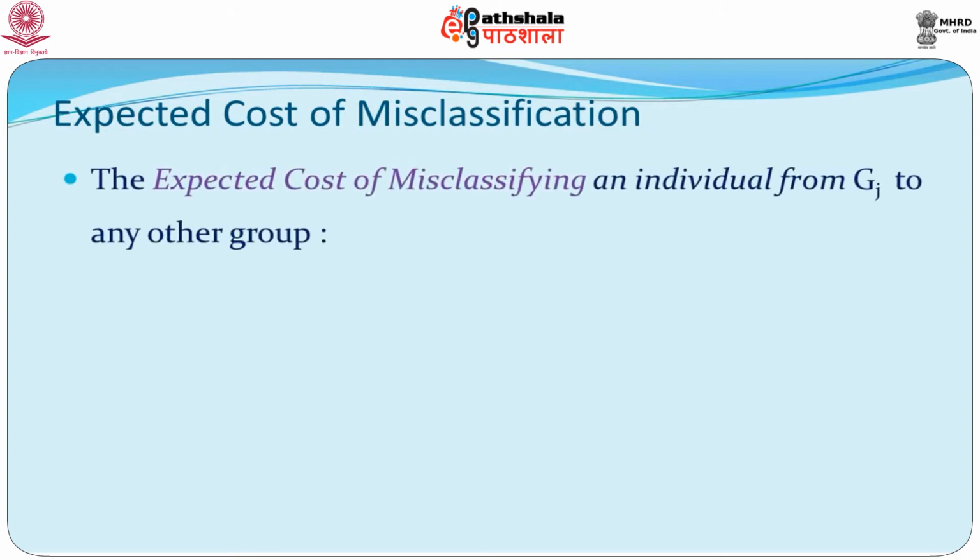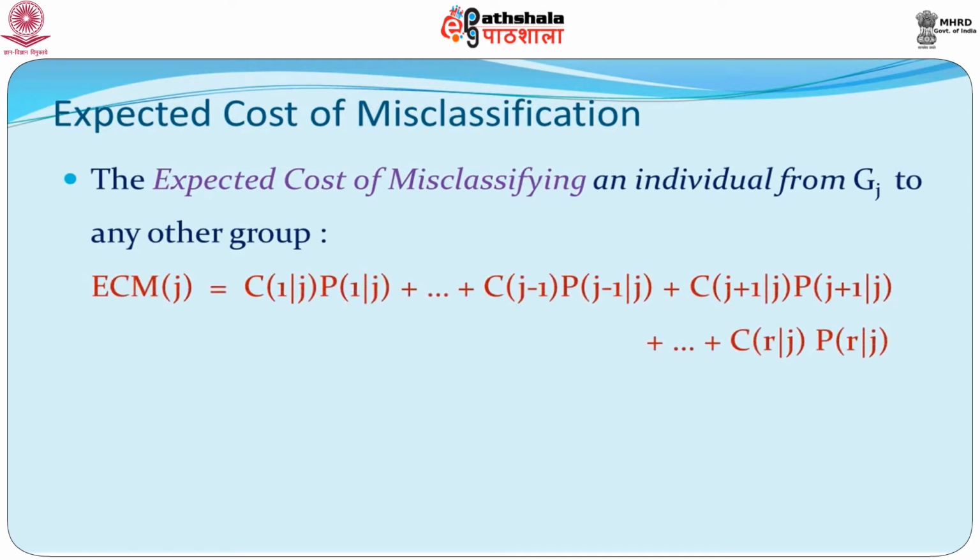Let us look at the expected cost of misclassification. The expected cost of misclassifying an individual from the jth group to any other group, we will write it as ECM(j), is the cost of misclassification into the kth group given that he comes from the jth group, into the probability of misclassification into the kth group given that he comes from the jth group, and this would be summed for all k except when k is equal to j. So, we get this as a sum of the cost into the probability of misclassification.